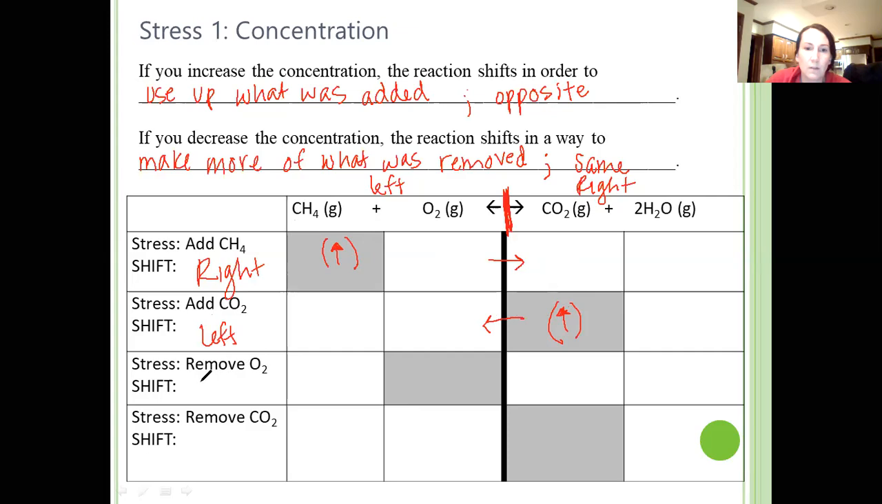Removing is the opposite because you want to make more of what was removed. So if I remove O2, I'm decreasing it. I want to make more of that. So my reaction feels like I don't have enough of it, so I need to point my arrow or my shifting in the same direction. So when I remove O2, since I'm removing on the left, I shift to the same side, left.